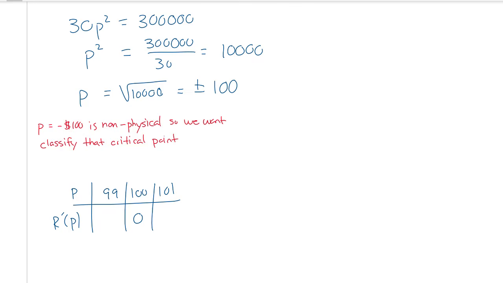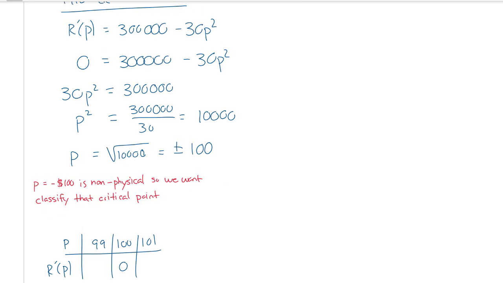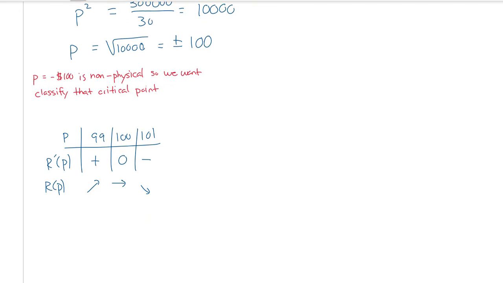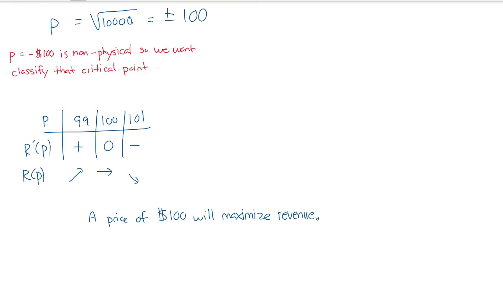So if you go ahead and plug those back into your derivative, then what you'll see is that you should get a positive and then negative sign. This tells us that the revenue, R, is increasing, then flattens out, then is decreasing. And that is to say, revenue is maximized at a price of $100. So just a complete sentence to finish this problem: a price of $100 will maximize revenue.